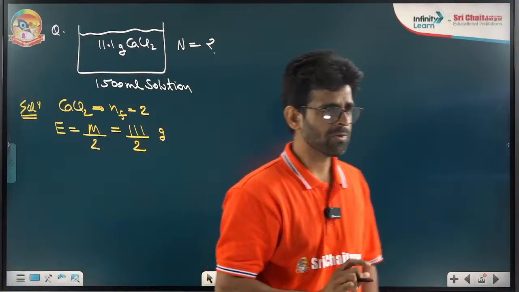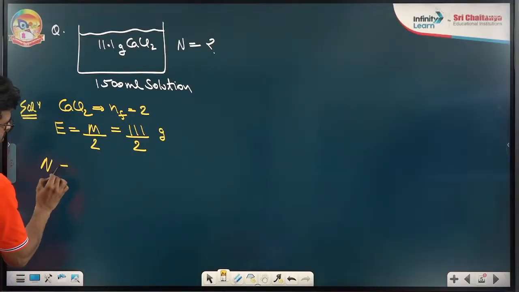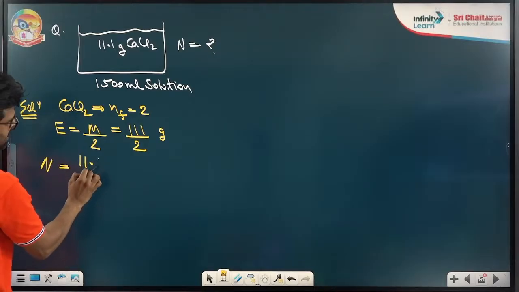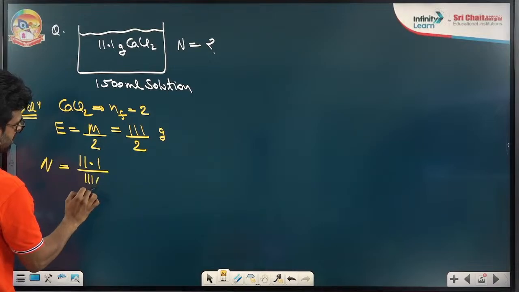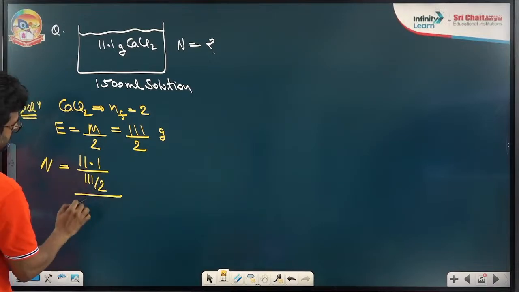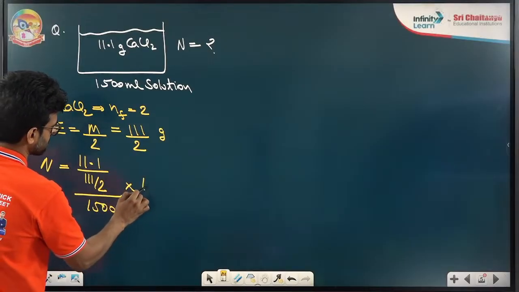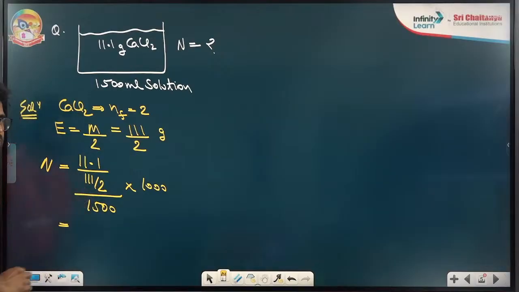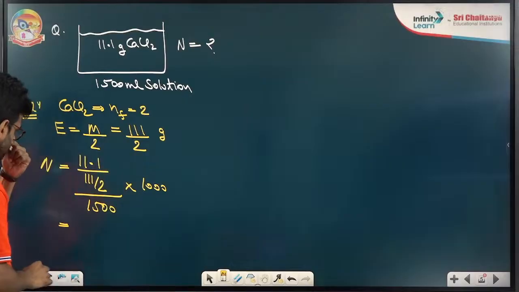We know the equivalent weight now. The next thing is normality. How do we find normality? Given weight by the equivalent weight, divided by the volume of solution in liters, right? So this is what we have to do. Okay, so if you solve this, what's coming finally? Okay, Yamini is saying 0.13 is coming. Okay, let us check then.